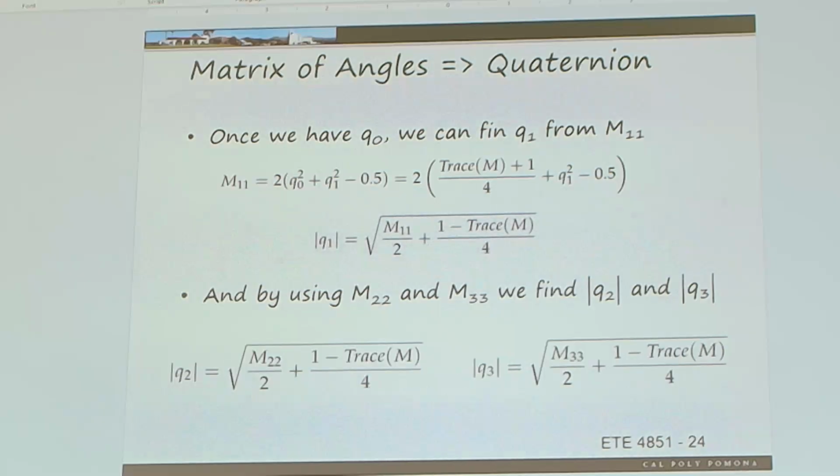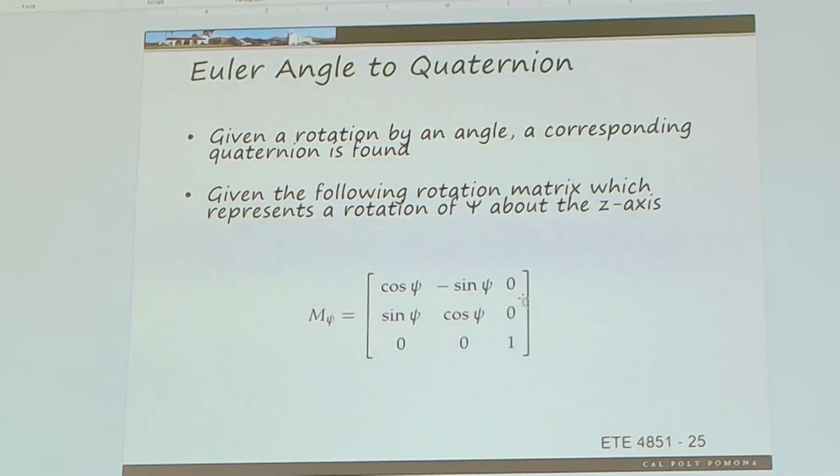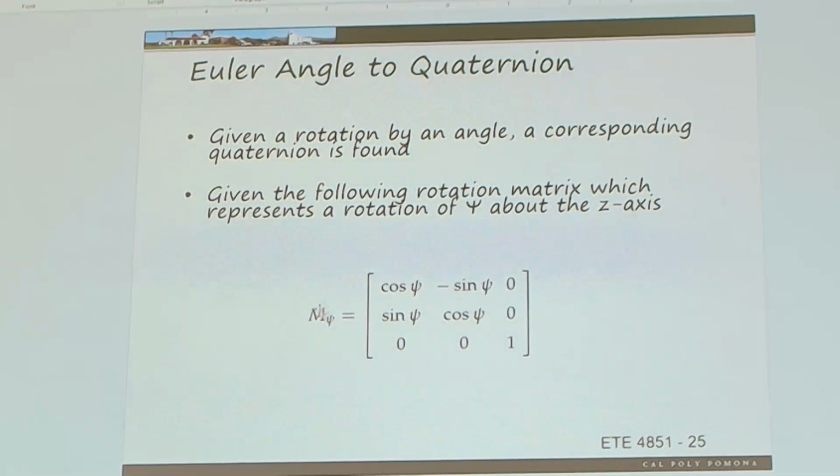All right. So when we have an Euler angle to quaternion conversion, so given the rotation of an angle, a corresponding quaternion is found. So again, this is some matrix, right? So we're going to rotate about the z-axis. What's my quaternion? And notice, have I said anywhere that there is a quaternion for rotation about x, a quaternion for rotation about y, and a quaternion for rotation about z? No, it doesn't matter. This is a rotation about z.